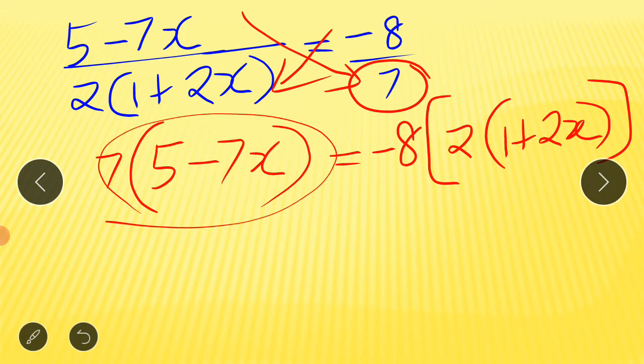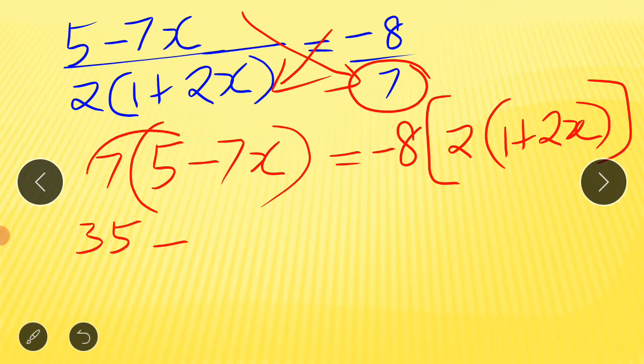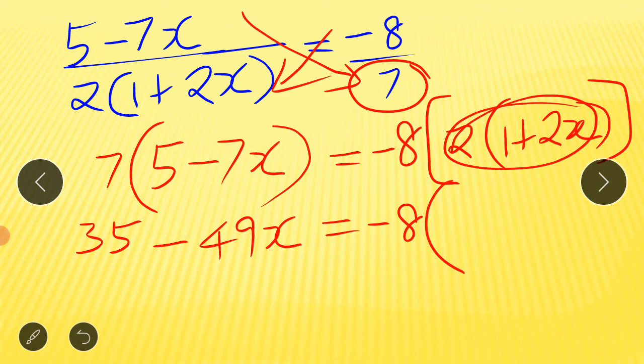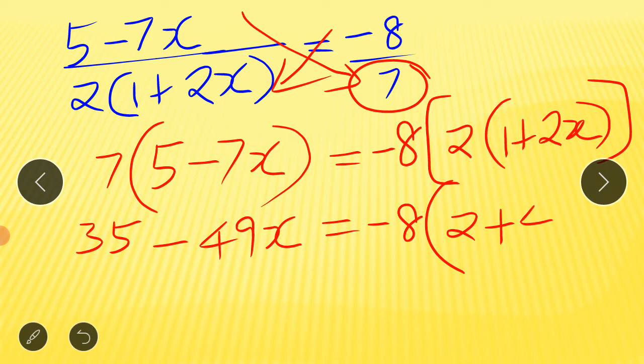So now here we can open the bracket. 7 5s are 35, minus, plus into minus is minus, 7 7s are 49x. Is it? 7 into 7x. Then equal to, first let's open this bracket, then we can open this one. So copy minus 8 and this bracket. Now we are opening this bracket first. 2 into 1, 2 1s are 2, plus 2 into 2x. 2 into 2x, 4x. 2 2s are 4, then x.